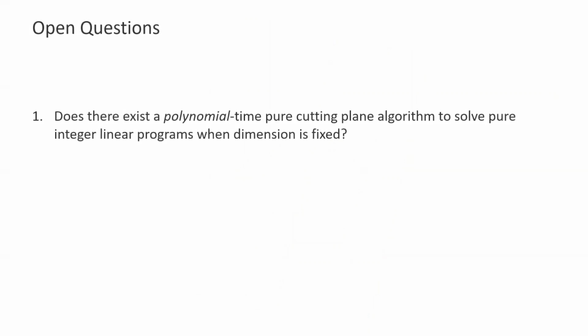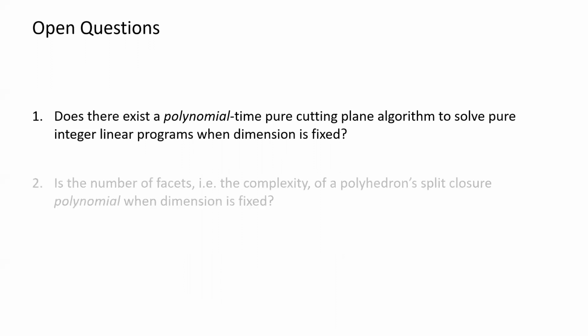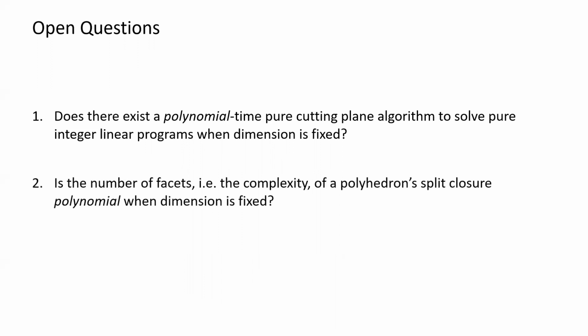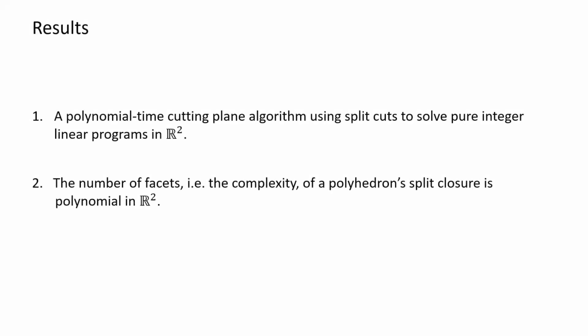Based on these definitions, there are two questions that remain long open, even in two-dimensional space. The first one is whether there exists a polynomial time pure cutting plane algorithm to solve pure integer linear programs when dimension is fixed. Such an algorithm, if it exists, would be a nice complement to Lenstra's polynomial time algorithm. The second one is whether the number of facets, which is also called the complexity of a polyhedron's split closure, is a polynomial when dimension is fixed. We study these two questions and get results in two-dimensional space.